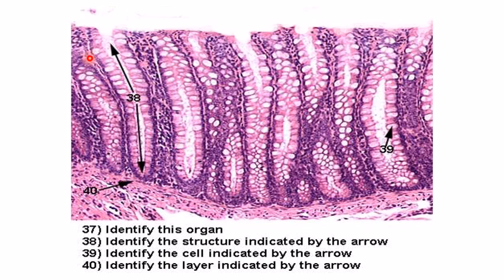Here, dear students, only crypts, many goblet cells. So it is the large intestine or the colon. The arrow 38 is the crypt. 39 is the goblet cell. 40 is the muscularis mucosa. A very nice picture of the colon. From what I know: wide, deep crypts, many goblet cells.